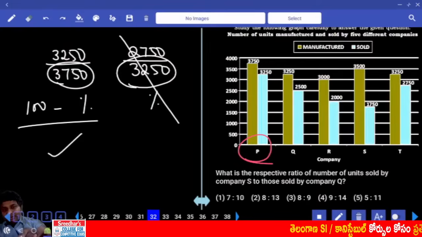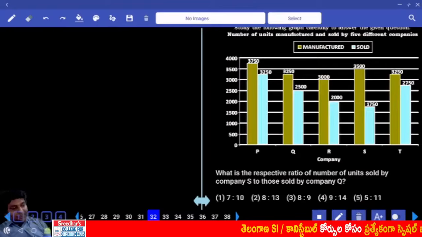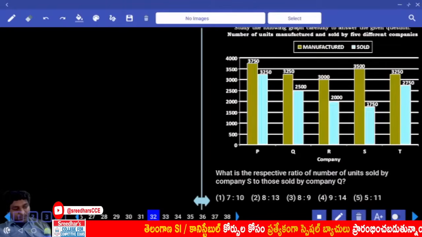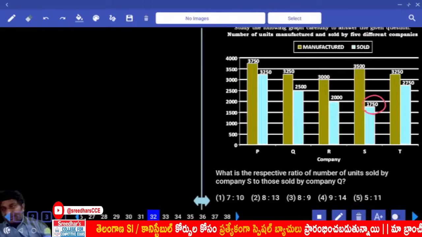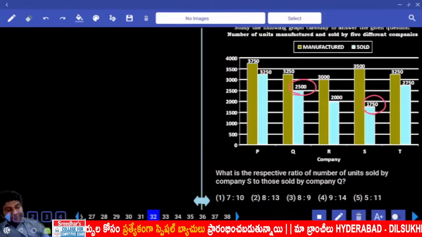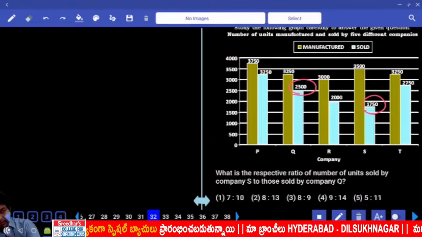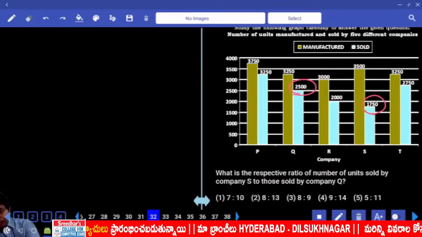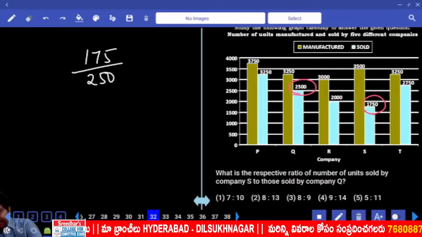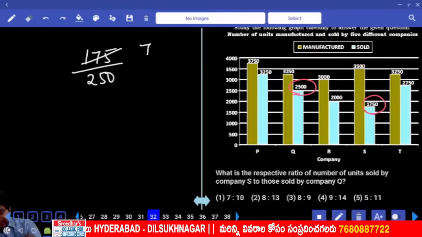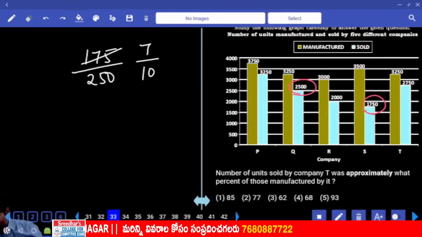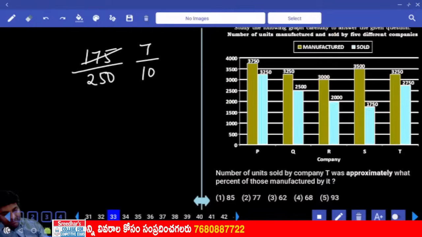What is the respective ratio of number of units sold by company S to those by company Q? Sold items S 1750, Q 2500, correct? First of all, 0 gets cancelled. 175 divided by 250, 25 and 7 by 10. Once after getting 7, you are done. There is only one option which starts with 7.